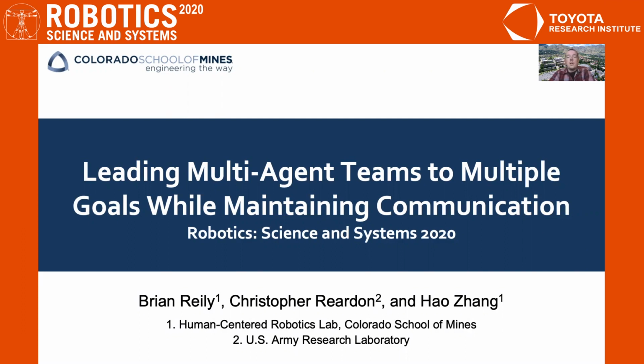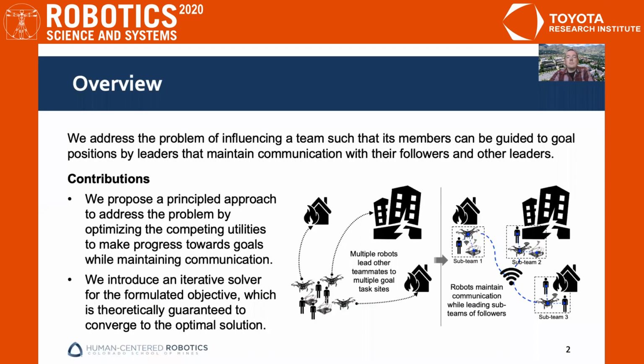This research was conducted at the Colorado School of Mines in partnership with the U.S. Army Research Laboratory. We are addressing the problem scenario where robot leaders must guide a group of followers to multiple locations while leaders maintain communication with each other and their followers. We propose a principled approach based on regularized optimization that balances advancing towards goals and communication maintenance. We then introduce an iterative solver, which we prove is theoretically guaranteed to converge to the optimal solution.